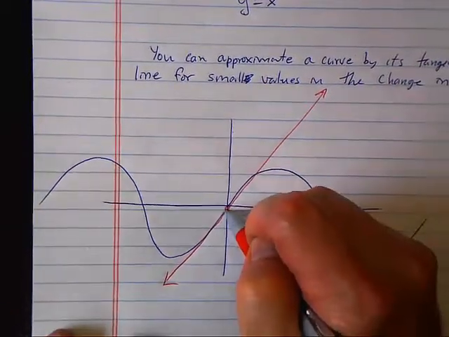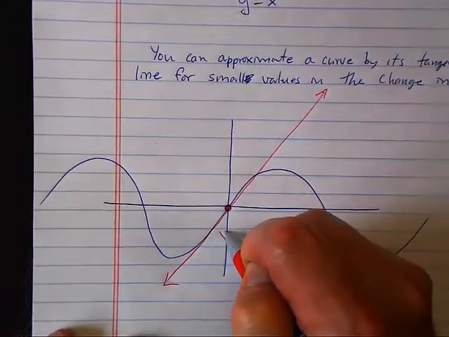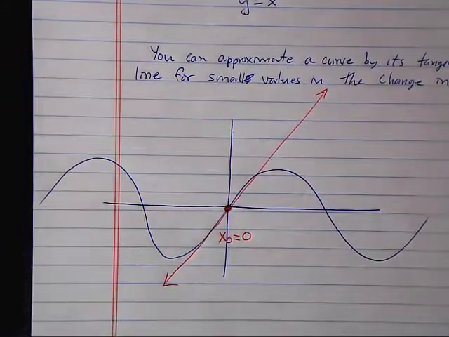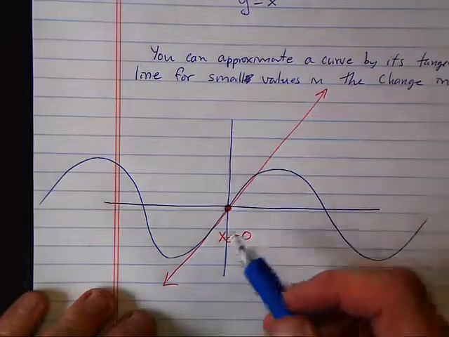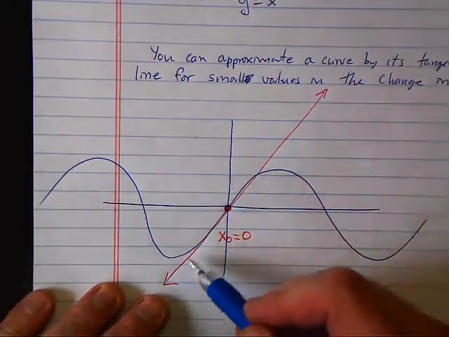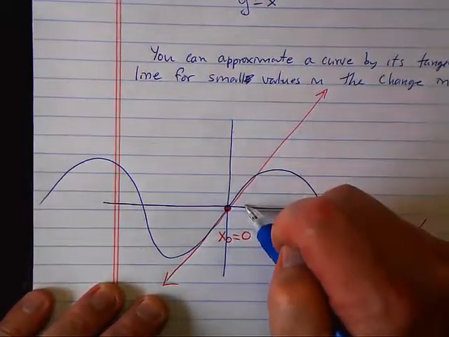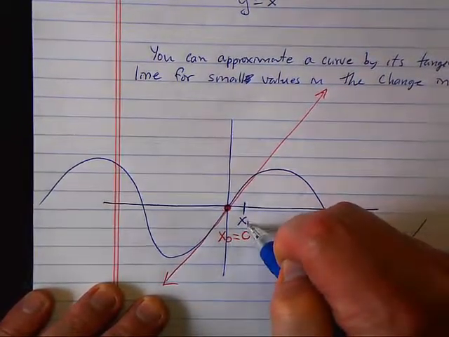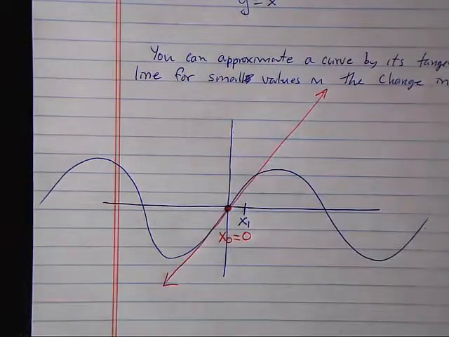Okay, so we found the tangent line at 0 in this case. I'm going to call that point x0. Our tangent line will be a good approximation for values that are pretty close to 0. So I'm going to call that value x1.